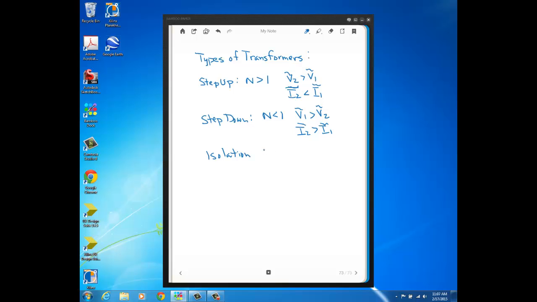Isolation transformers. Now, as I said just a little while ago, all transformers provide isolation. So step up, step down, and any other transformer provides isolation. But there are these transformers where the turns ratio is equal to 1. So your secondary values and your primary values are the same since the turns ratio is 1. So with isolation transformers, you're strictly using the transformer for isolation because you're not using it for the transformation of the voltages or currents. So that's where the name comes from.